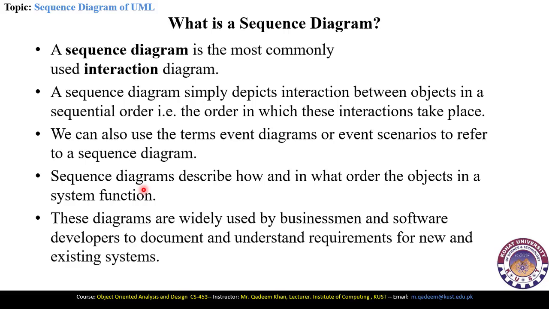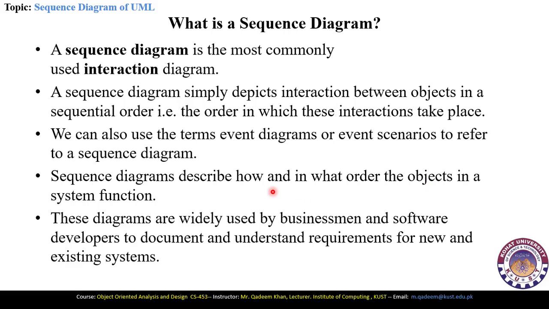Here the sequence diagram describes or represents how and in what order the objects in the system function, which means that there are different objects in the system and how they are interacting with the users in a certain sequence. The objects represent different classes and each and every class has different functions. So the functions are associated with the objects, and those objects are in fact representing the main or large components of the system.